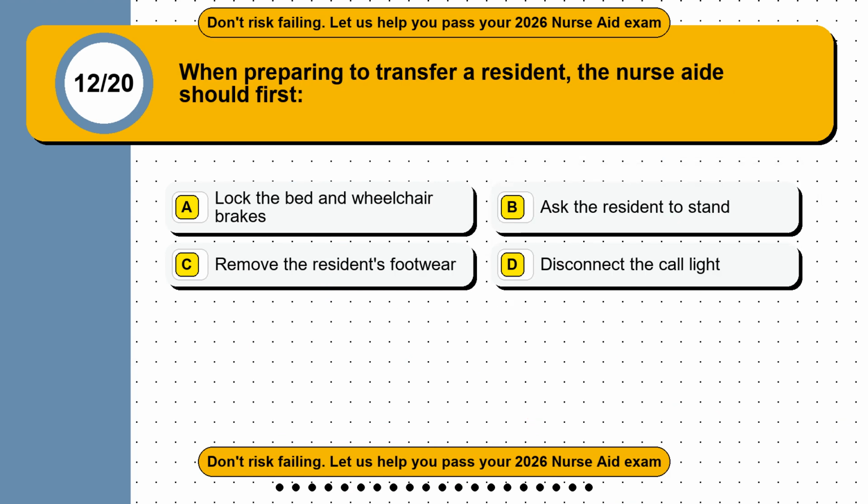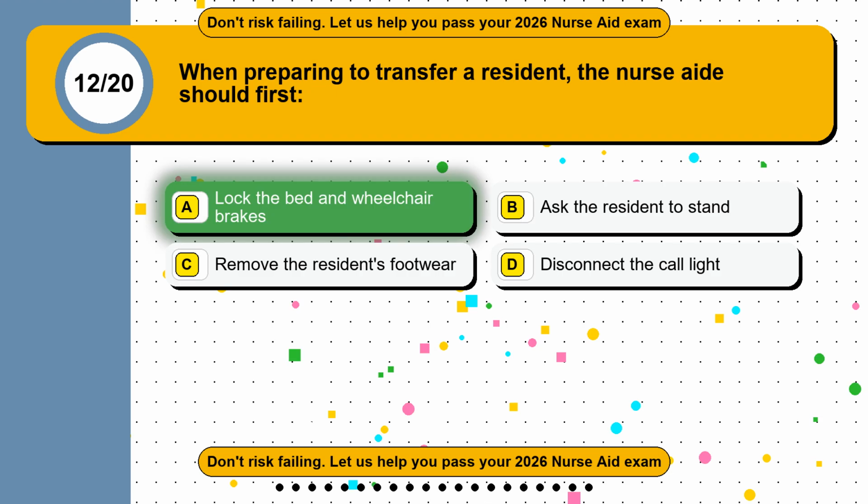Question 12. When preparing to transfer a resident, the nurse aide should first: Option A, lock the bed and wheelchair brakes. Option B, ask the resident to stand. Option C, remove the resident's footwear. Option D, disconnect the call light. The correct answer is option A, lock the bed and wheelchair brakes.